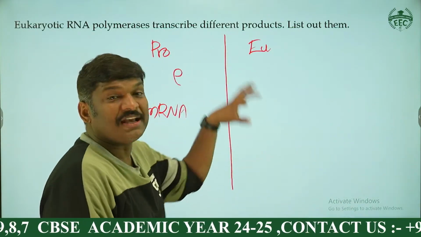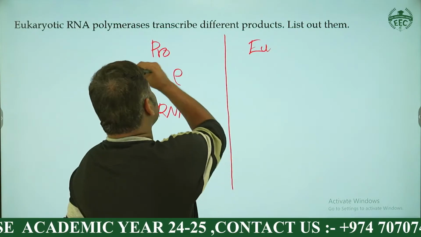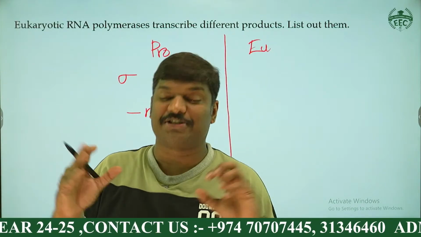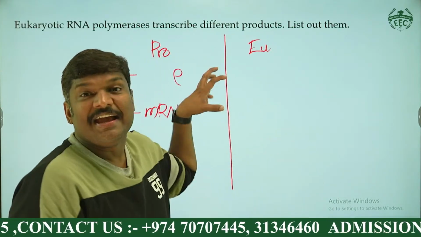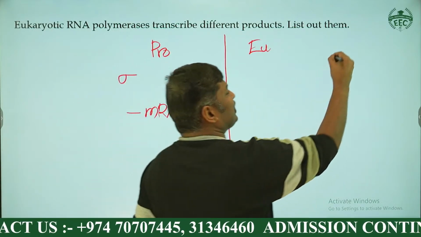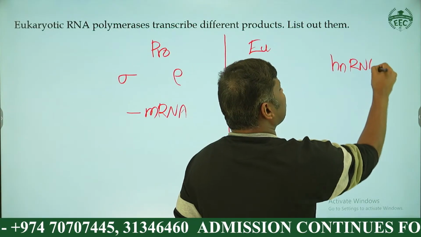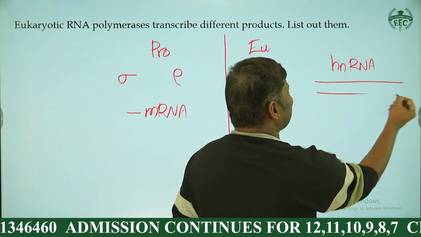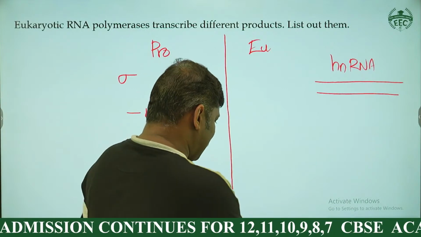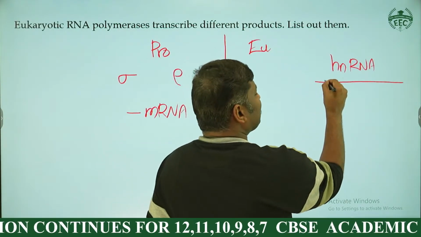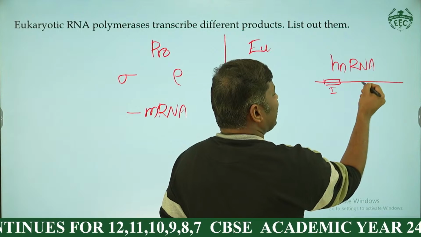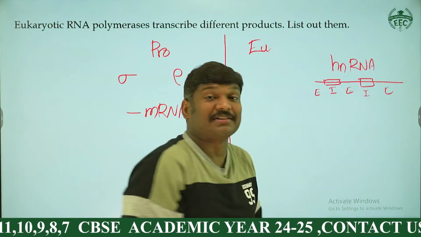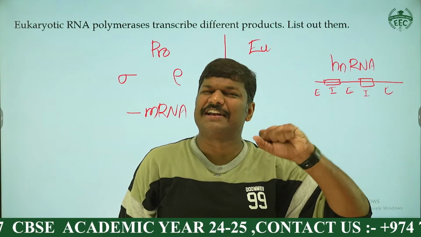And what about here, my dear students? Here in eukaryotes, you can see instead of sigma and rho, there are many transcription initiation factors as well as transcription termination factors. And instead of mRNA, in eukaryotes you studied hnRNA, heterogeneous nuclear RNA. What do you mean by heterogeneous nuclear RNA? There are some areas called introns, and other areas are called exons. Exons are the expressing sequences.